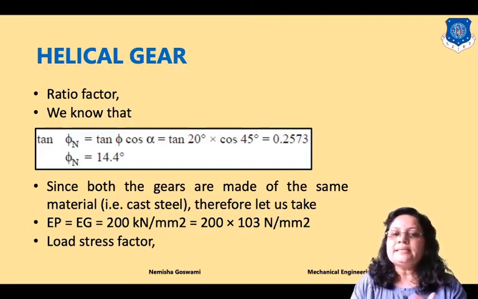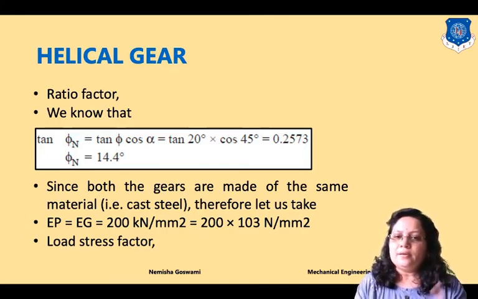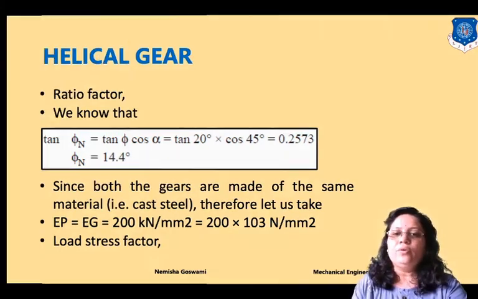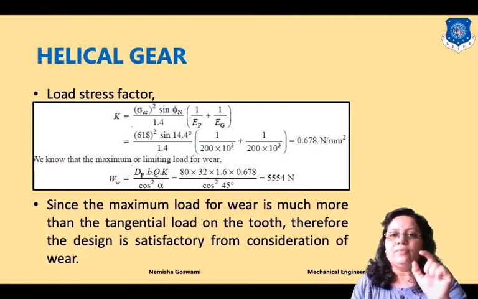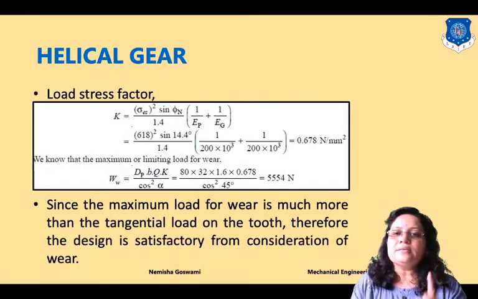Okay. Next, what do we require? E. So what is E? Young's modulus of elasticity. For cast steel, its value is constant, equal to 200 kilonewton per mm square. So by using these factors, we will find the load stress factor. So again, what is the load stress factor? It is denoted by capital K. This is again a standard equation. You have to remember this equation, right?